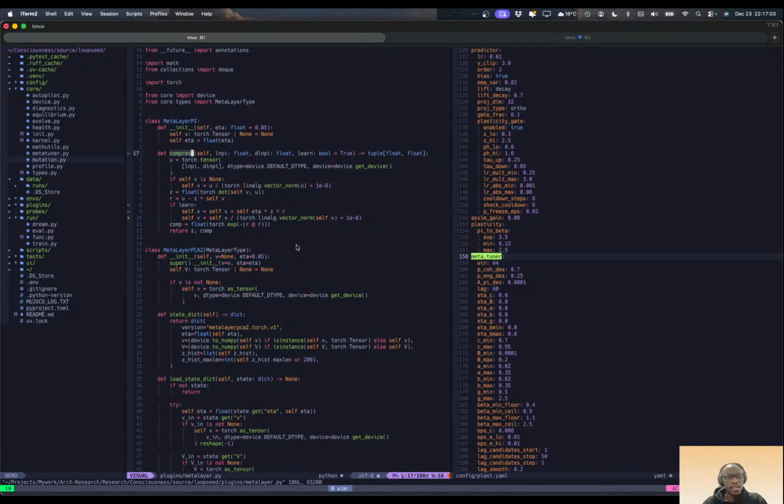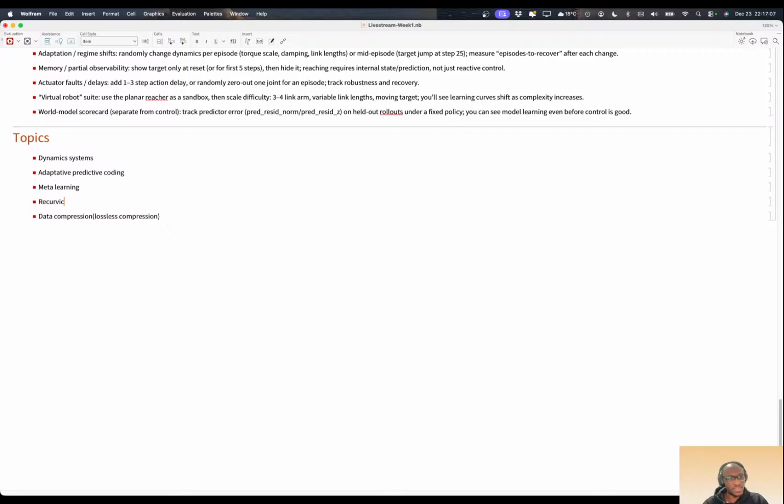And maybe I should add recursive least squares. This is an online learning algorithm.